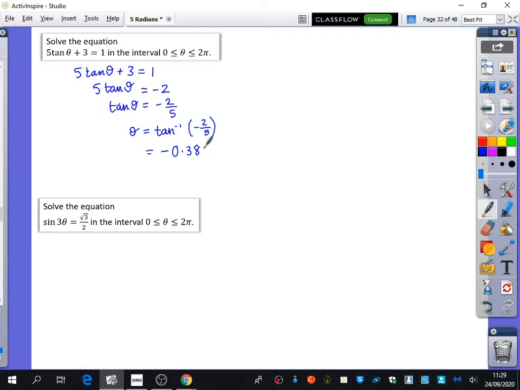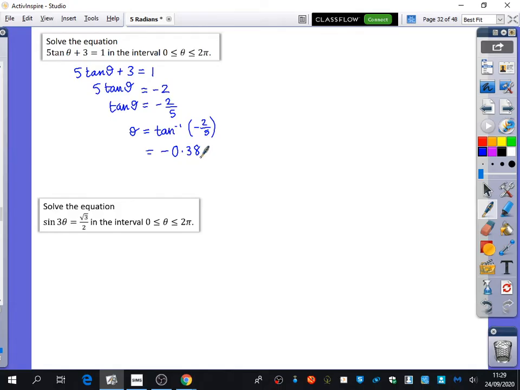Now, what's the problem with minus 0.38 here? It's outside of the range. It's outside of the given range that they've actually asked for us to do. So this one is not going to be a valid solution that I actually want to give.